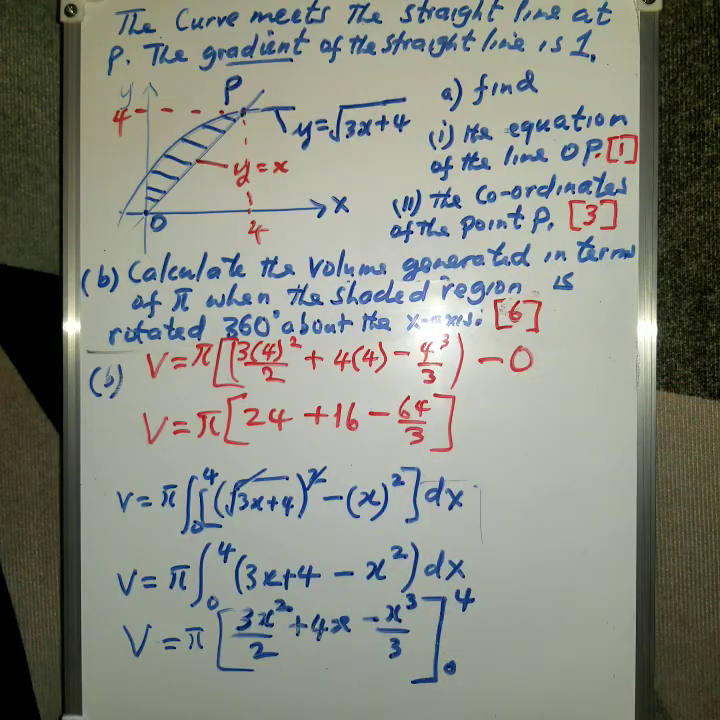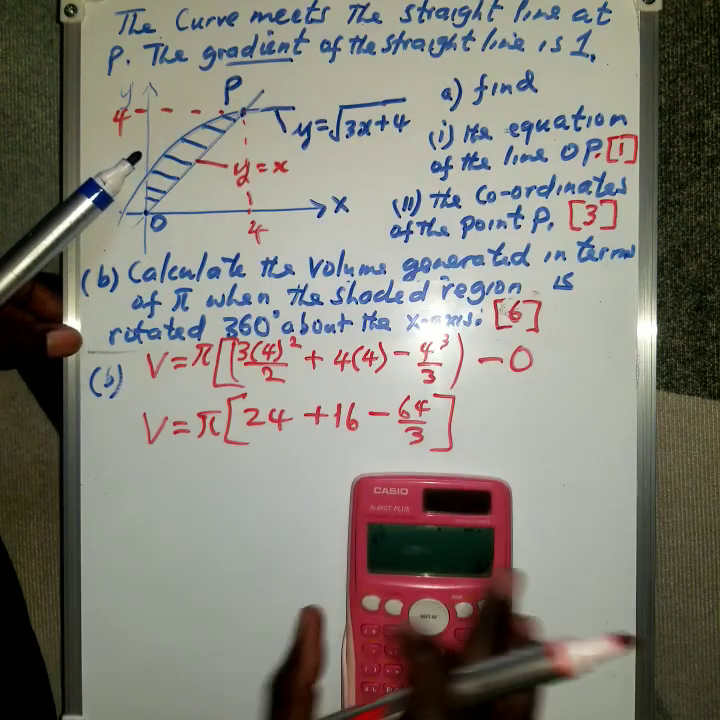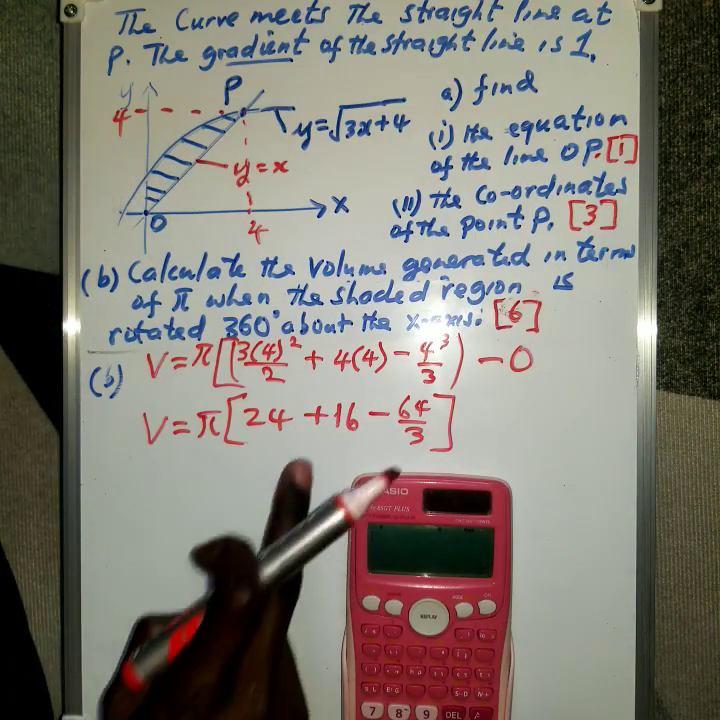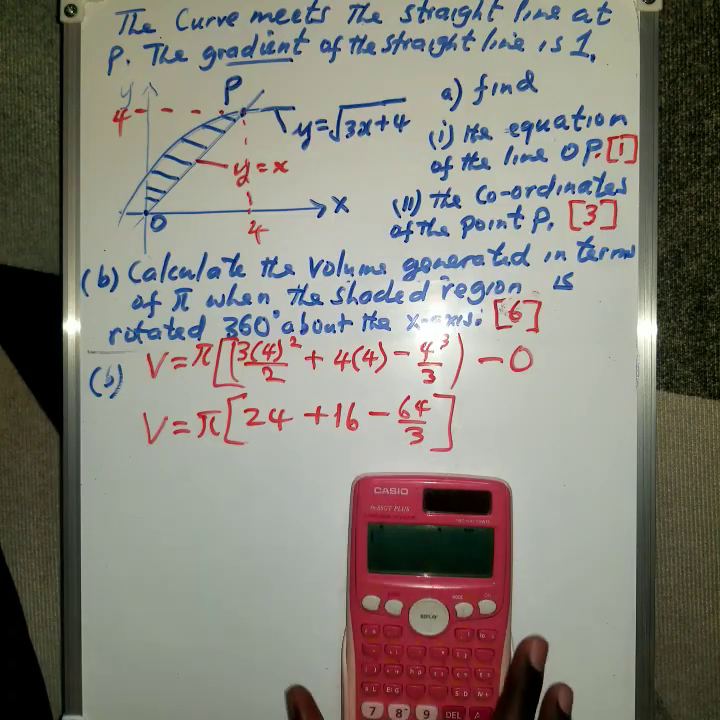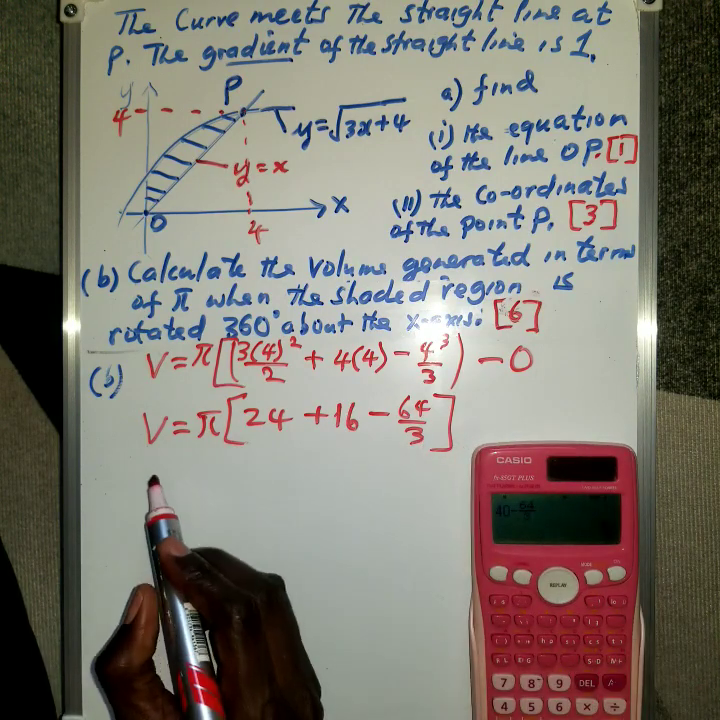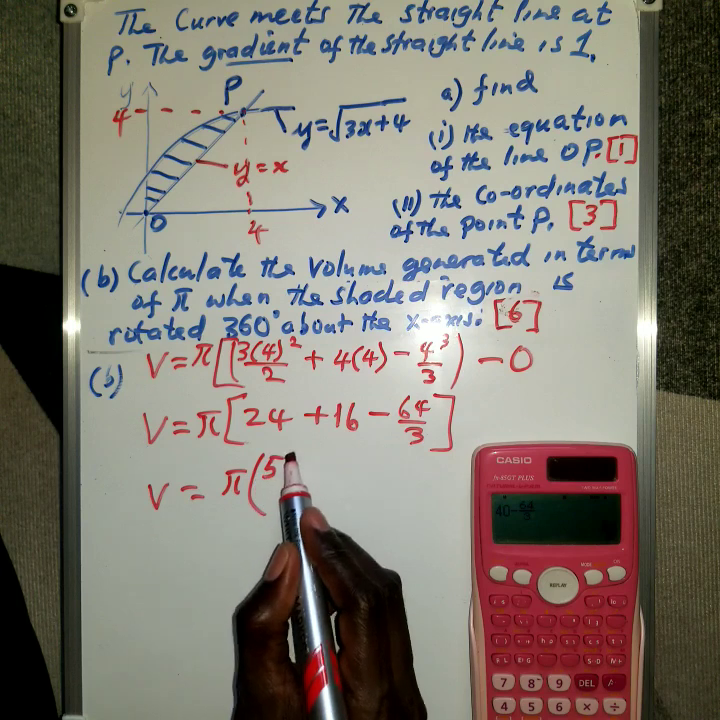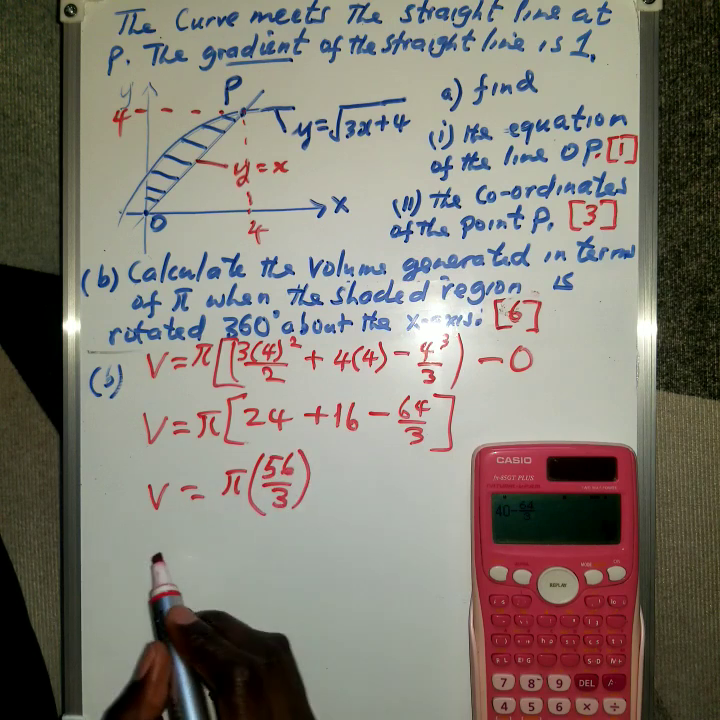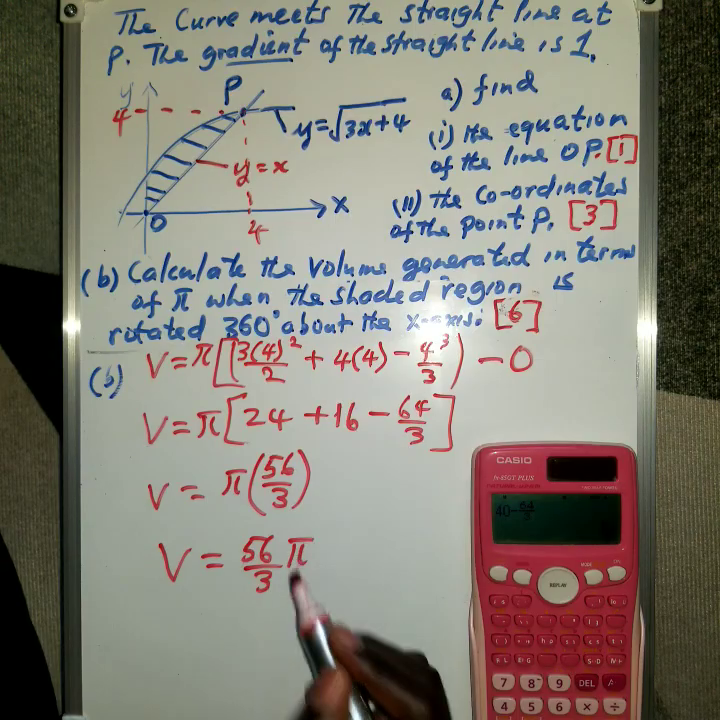The next thing that we are going to do now is simply work that out using a calculator. 24 plus 16 is 40. So I can just say 40 minus 64 over 3. What is that giving me? It is giving me 56 over 3. So with the pi, our volume will be 56 over 3 pi.